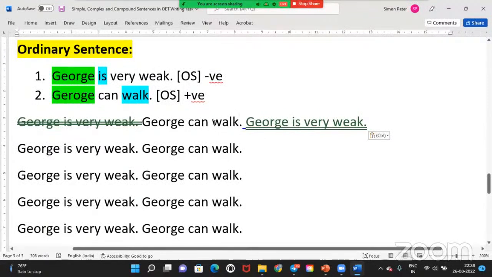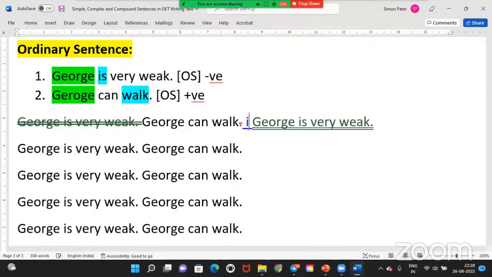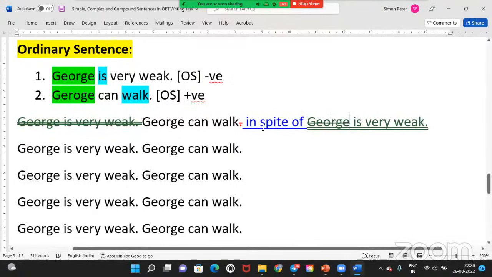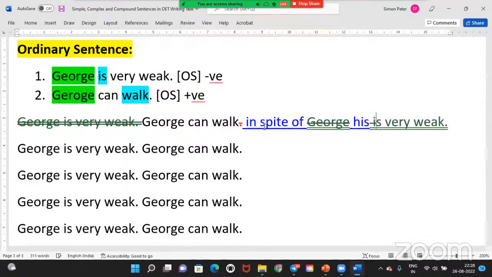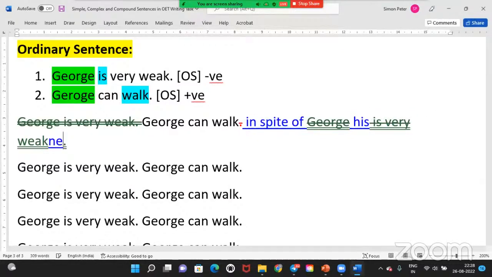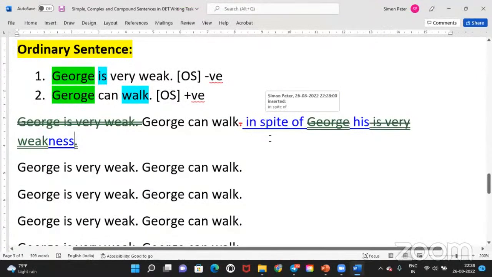And then here I am removing this full stop and placing "in spite of". Removing the second "George" and putting "his". Removing "is very" and placing "weakness". George can walk in spite of his weakness. So here only one subject is there and only one verb is there. So the same thing, George can walk in spite of his weakness. That is one style.